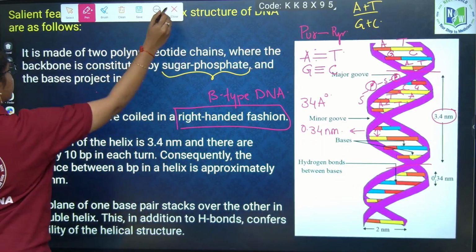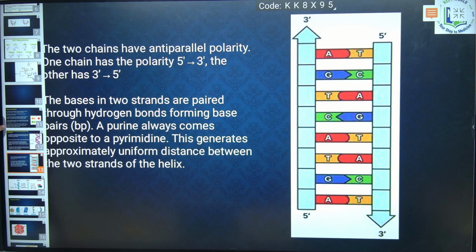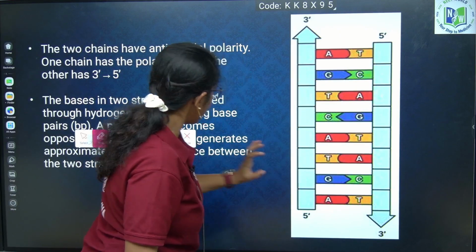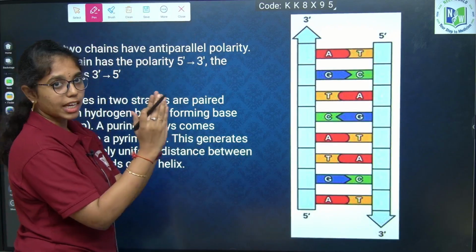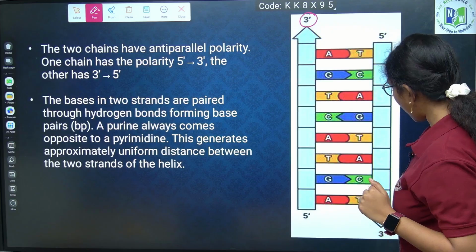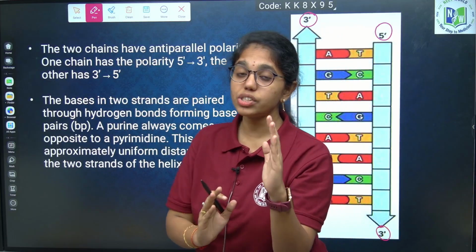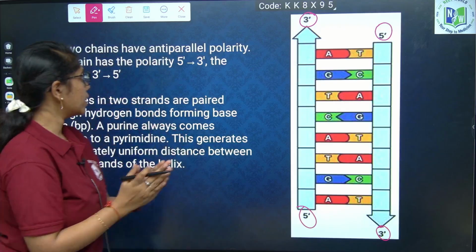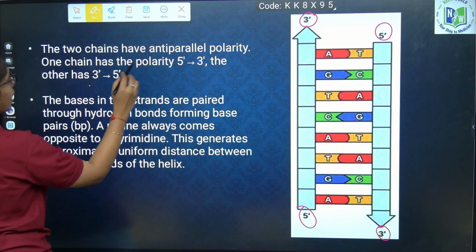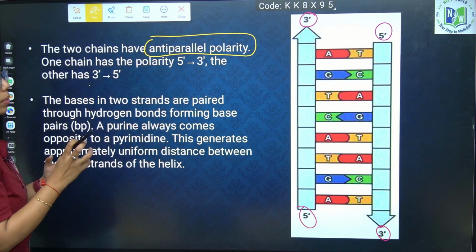As such, one base is stacking over the other base, and this maintains equal distance between two strands of DNA. Next. If we see, adenine pairs with thymine, guanine with cytosine, this maintains the equal length of the polynucleotide chain, wherein these two chains are anti-parallel to each other and complementary to each other. This is called anti-parallel polarity, and they are maintaining complementarity also.